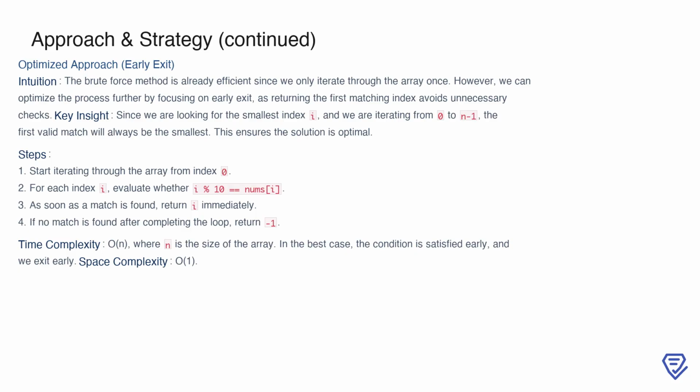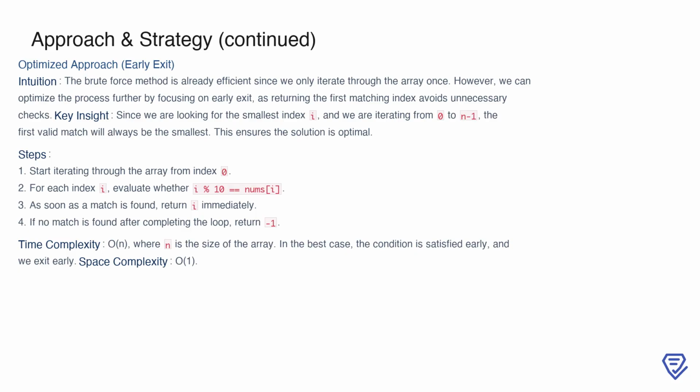To implement this, we start iterating through the array from index 0. For each index, we check whether the condition i % 10 equals nums[i] is satisfied. As soon as we find a match, we return that index immediately without any further checks.